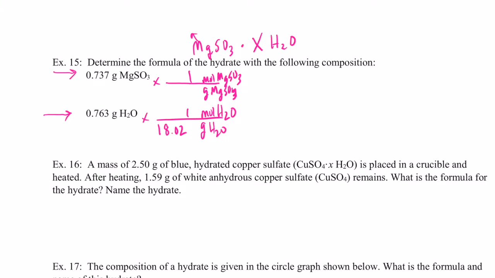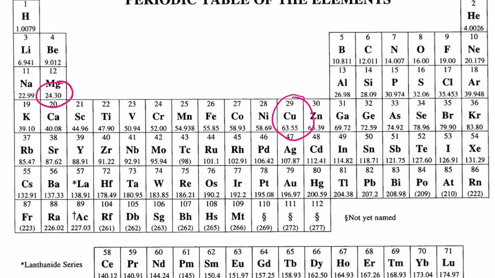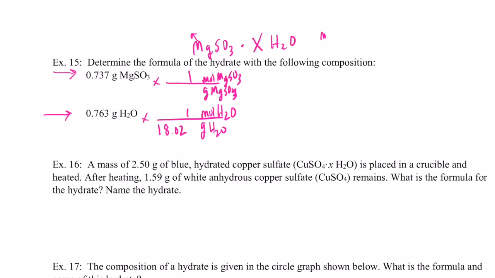So MgSO3, each magnesium is, let's take a look, magnesium 24.30. There's a sulfur, one of those. If you remember, those are 32.06, and there's 3 oxygens, which are 16.00 apiece. So let's figure out the weight of this compound. 24.30 plus 32.06 plus 3 times 16 is 48, and we get 104.36 grams per mole.